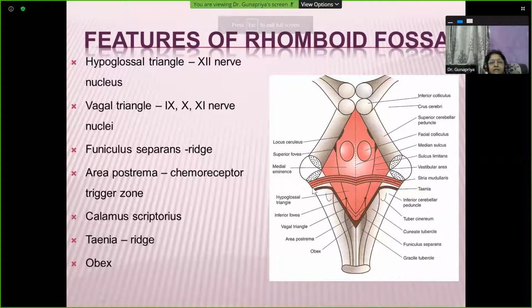And this dark maroon colored ridge is known as tinea. It's another whitish ridge which extends from one inferior cerebellar peduncle lower down and then to the other inferior cerebellar peduncle. So the whitish ridge is known as tinea. The lowermost point of the floor of the fourth ventricle is referred to as obex. The lowermost point is known as obex.